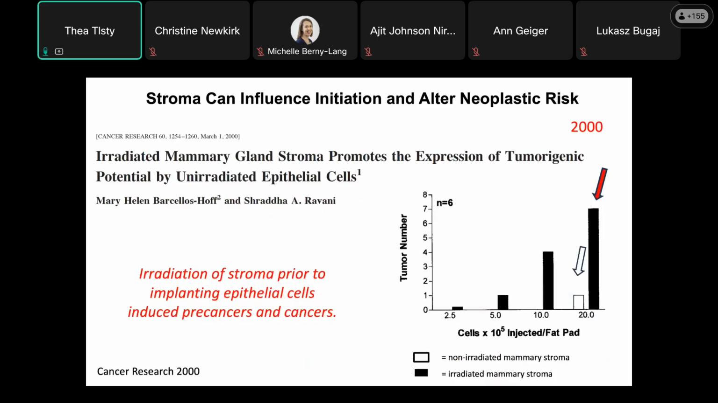So here's a publication from 2000 where Mary Helen Barcellos-Hoff irradiated a cleared mammary fat pad. And so she has the control cleared pad and the irradiated, damaged one. And when she introduced the epithelial cells to the cleared fat pad, the one that had been irradiated grew cancers. The control, not so much, which means that the injured stroma provoked the outgrowth of the cancer.